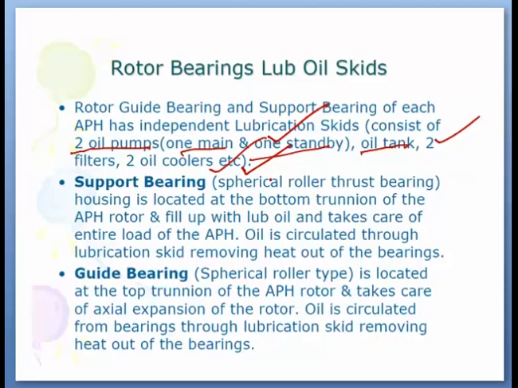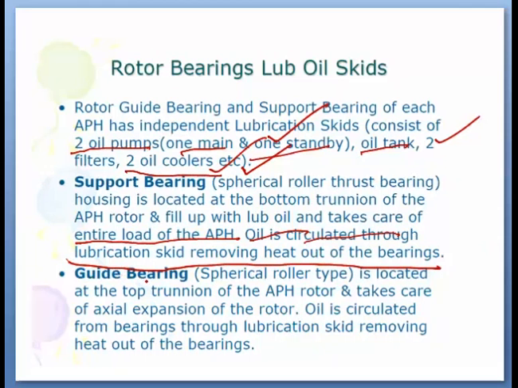Then the support bearing is a spherical roller thrust type of bearing. It is housed at the bottom trunnion of the APH rotor and filled with lube oil, and it takes care of the entire load of the air preheater. So the support bearing's main function is to take the entire load of the air preheater. Oil is circulated through the lubrication skid, which removes heat from the bearing. Once this heated lube oil comes out, it is sent to the oil coolers to cool it.